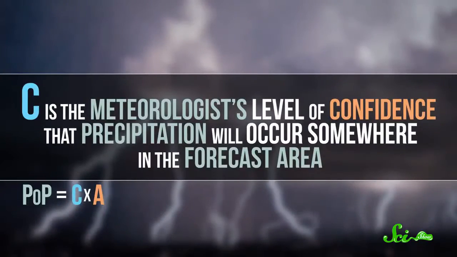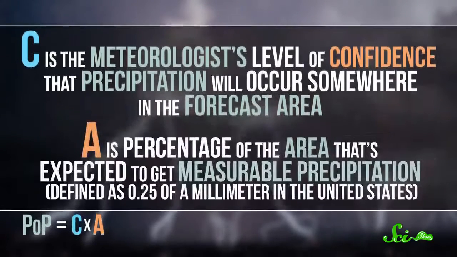C is the meteorologist's level of confidence that precipitation will occur somewhere in the forecast area. And A is the percentage of the area that's expected to get measurable precipitation, which is defined as 0.25 of a millimeter in the United States. That's usually enough for a couple little puddles to form.